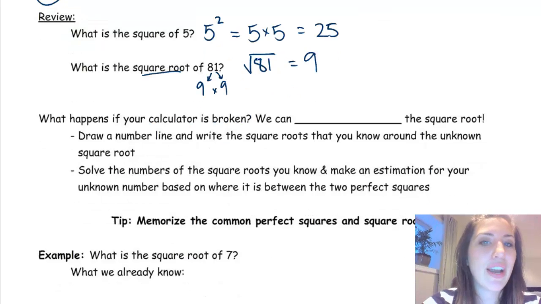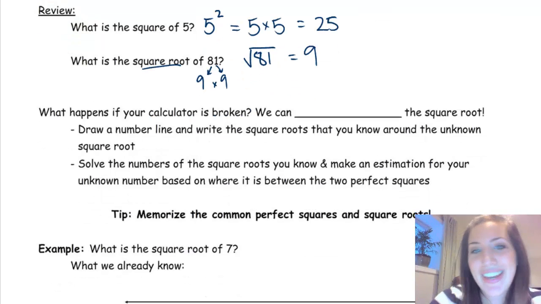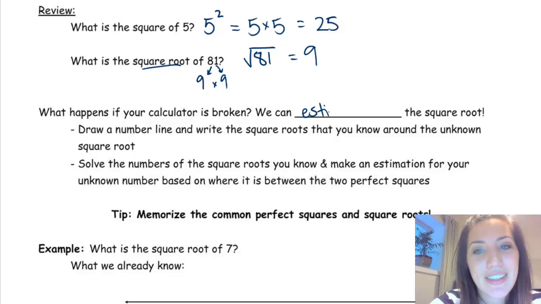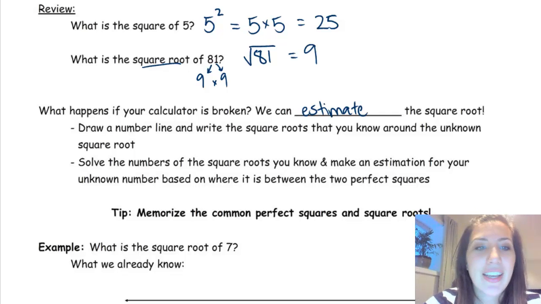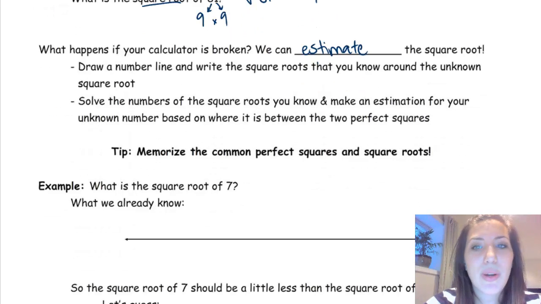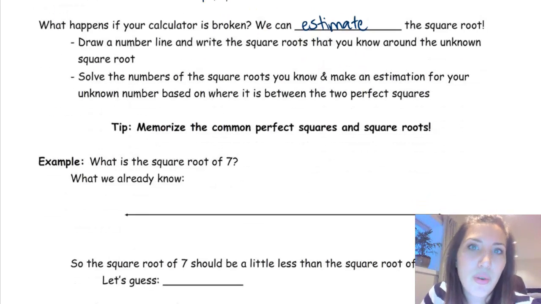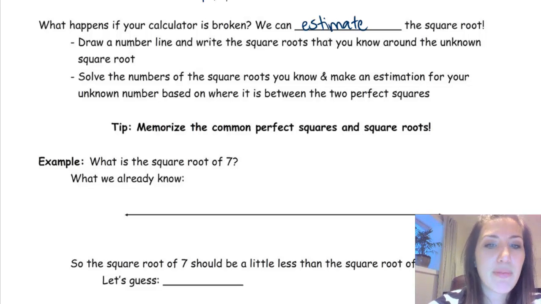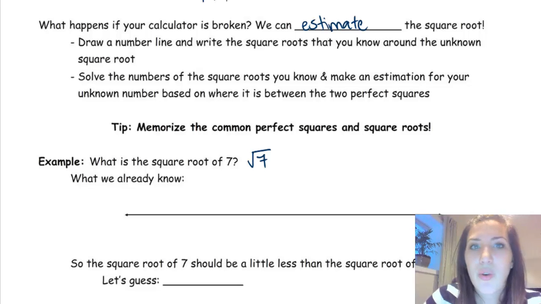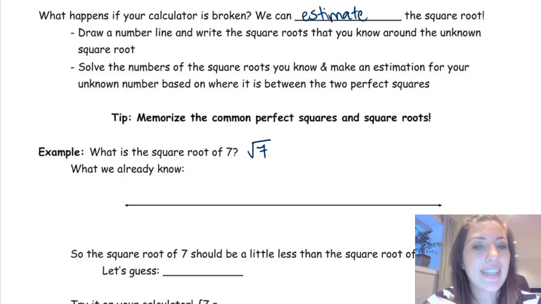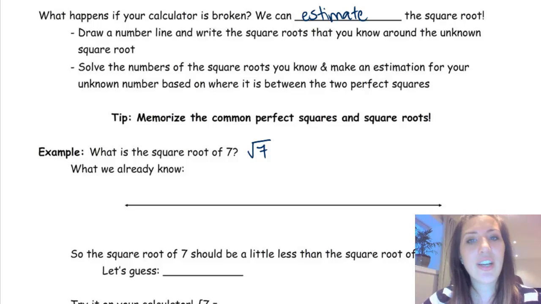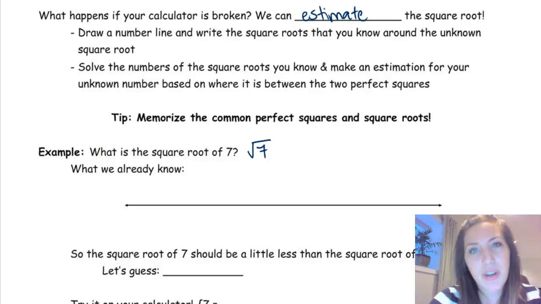So what happens then if your calculator is broken and you can't just plug that in? Well, we can estimate the square root. Step 1: draw a number line, and write the square roots that you know around the unknown square root. So if I'm asking you, for example, what is the square root of 7? We don't know that. That's hard. What if the calculator's broken? We're going to put it on a number line next to things that we already know. Then we're going to solve the numbers, so what is the answer of the ones that we know, and then we can make an estimation for the unknown number based on where it falls along that number line.